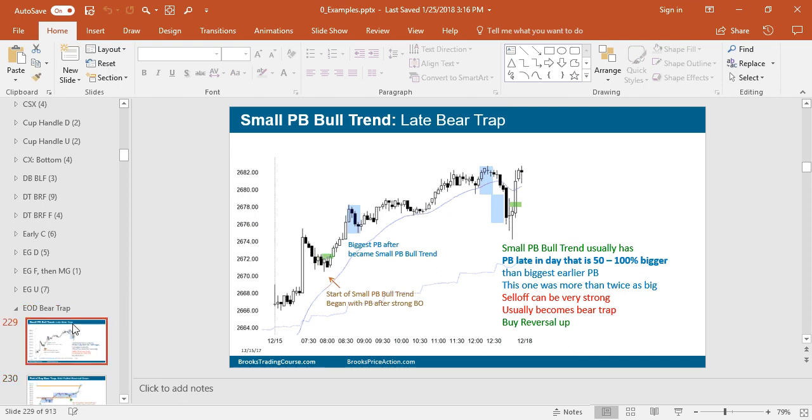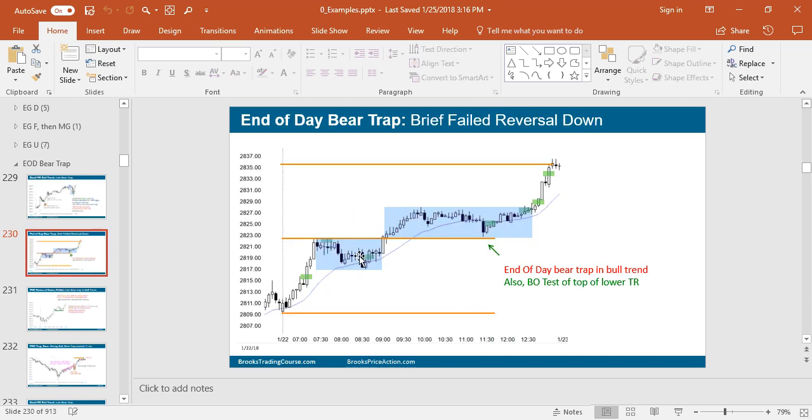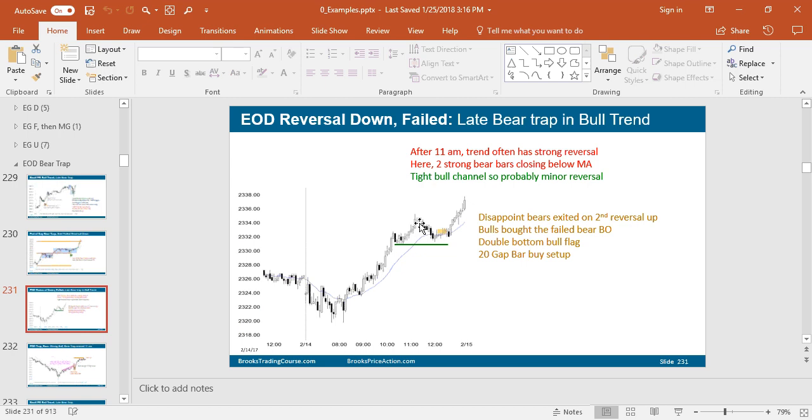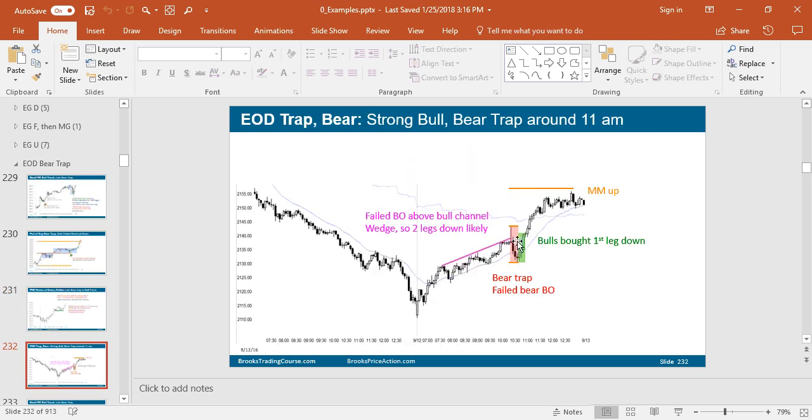You get them in other types of days as well. This is an example in a small pullback bull trend. A bull trend, the bears tried to get a breakout, bad follow through, and they got trapped. The market continued up. Tried to sell off late in the day, 20 gap bar buy, bull trend resumed. So a bear trap, bears trying to get a reversal. Instead, the bull trend resumed.